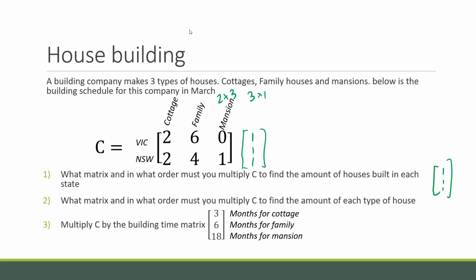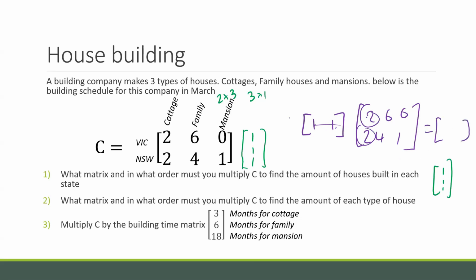We've got a 1 by 2 row matrix, and that would be correct. If I wanted to solve this, I would get a 1 by 2 row matrix, and it would be 1s. Why? Because if I multiply that by this, this 1 multiplies by this 2, and this 1 multiplies by this 2, so I get an addition of all of these together. Now, if I multiply C by the build-time matrix, I can actually find out some important information.